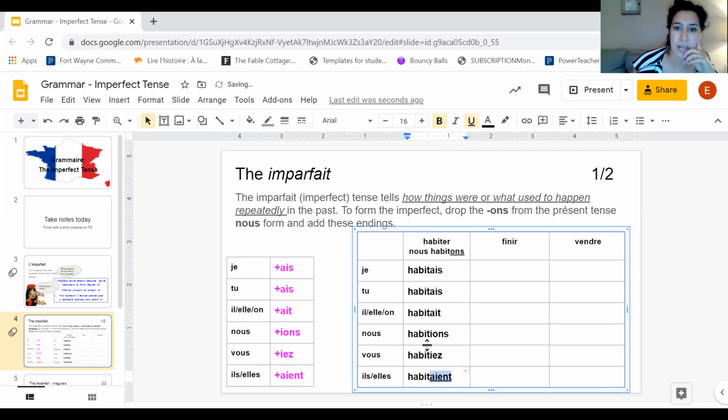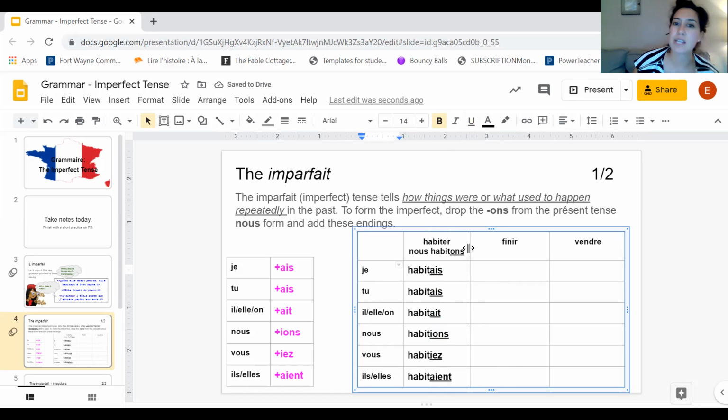So if you're doing this by hand or taking more time with your notes, I'm trying to do it fairly quickly on the video just so that you can pause as you need to, and I would probably change the color and everything as well, or underline or whatever. Okay, and then obviously right here, it would be j'habitais, j'habitais.